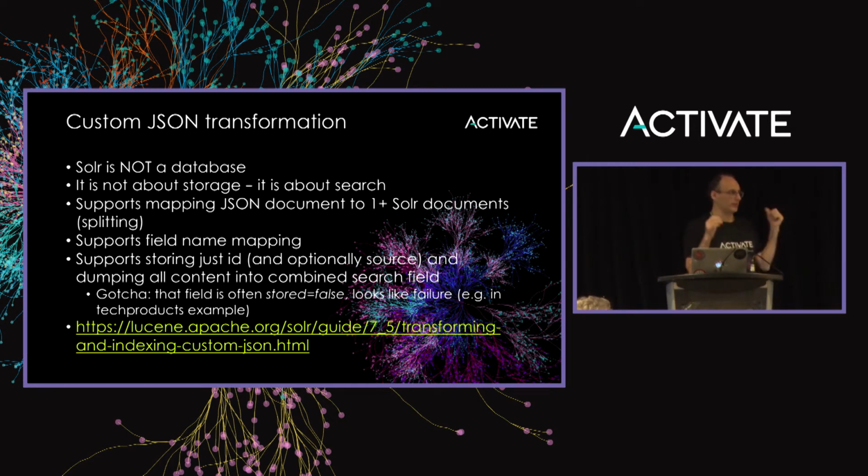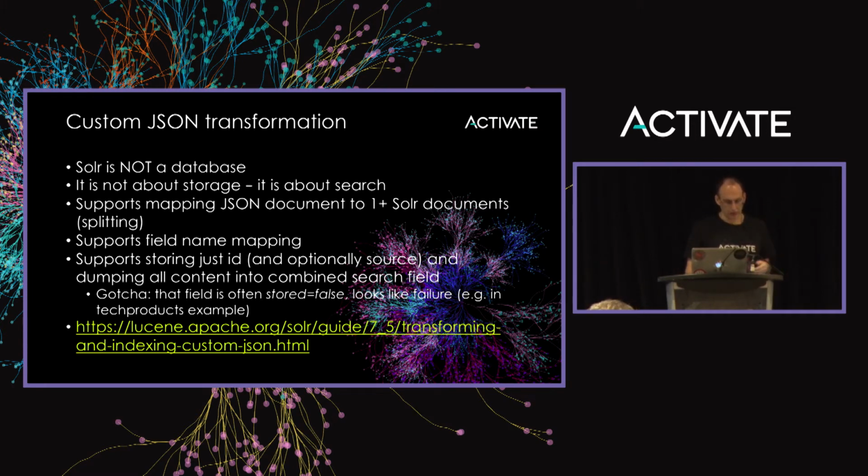The only problem is that text field, in all the examples, it's stored equal false. So if you run against that configuration, not expecting it to be there, you will go like, where's all my fields? Because you don't actually see any content, you just see the IDs. Specifically, this is a tech product example configuration. So any of you who are using tech product example and trying to dump your custom JSON will hit that. And people did and couldn't figure out what's going on. So this is a gotcha.